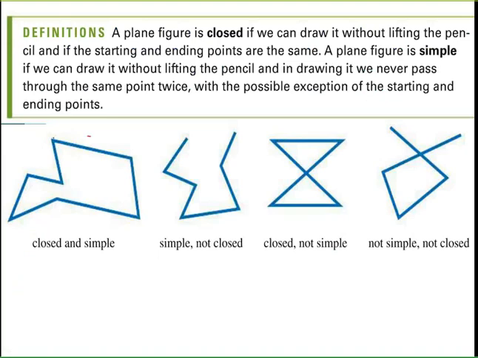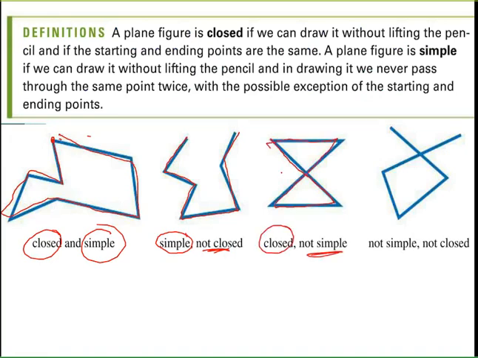So if I start here and I go around and trace the shape, that is closed and it's simple because I didn't have to lift up my pen. If I trace this shape, I didn't actually come back. So it's simple, I didn't have to pick up my pencil, but it's not closed. Here I can start, but I have to cross over the same place twice, and so it is closed, but it's not simple. And last, this one is not simple, and it's not closed. In other words, I cross, and it doesn't go back together.